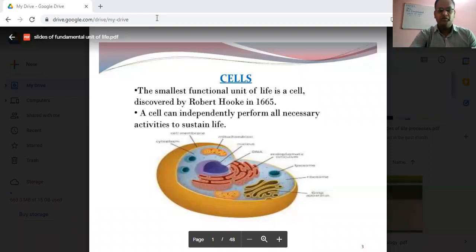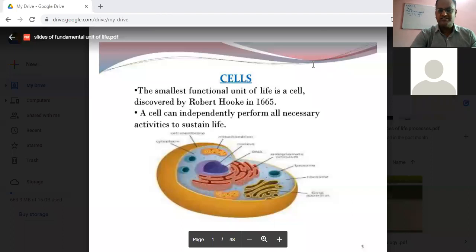Okay, Saloni, you can unmute yourself. Yes, Saloni, what is a cell? Regarding the cell, what brief idea do you all have? So, the cell is the structural and functional unit of life. Okay, Saloni, you can mute yourself. Well said, that the cell is the structural and functional unit of life.